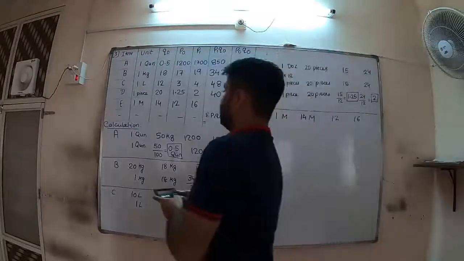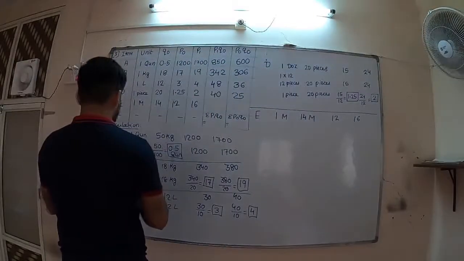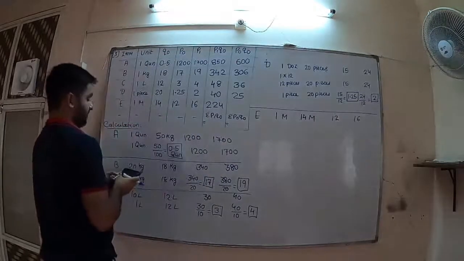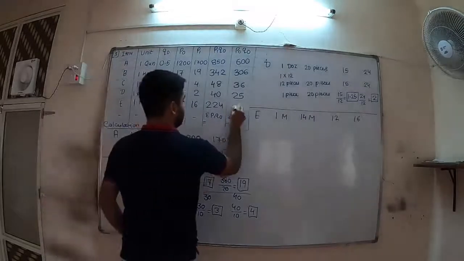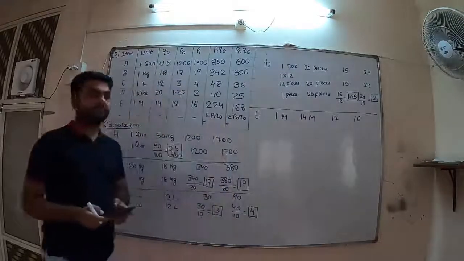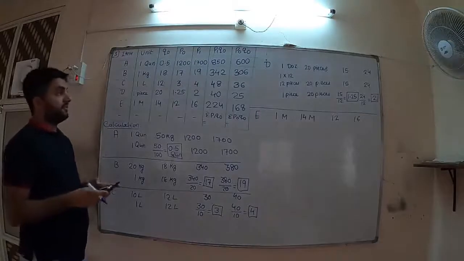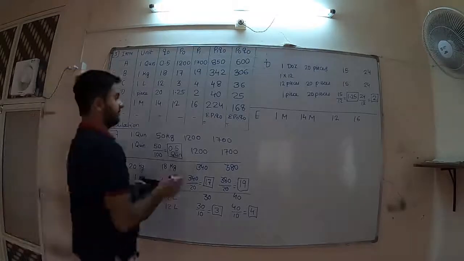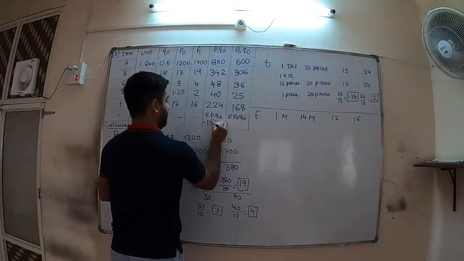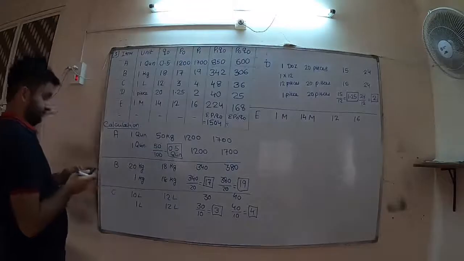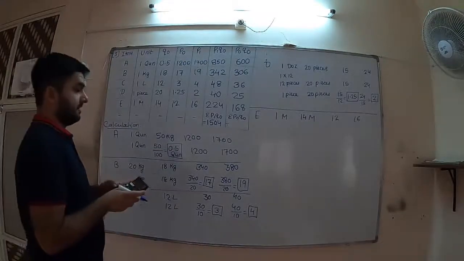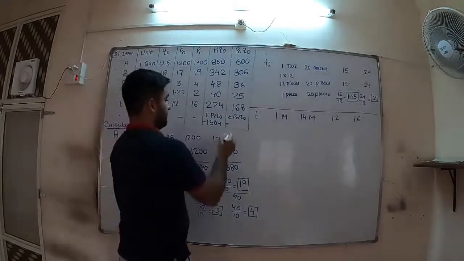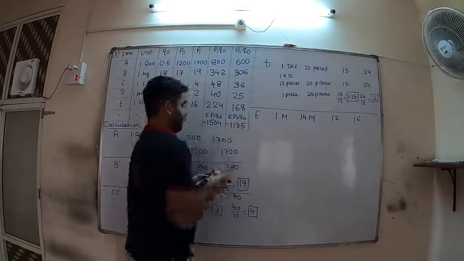Now 16 into 14 is 2, 2, 4. 14 into 12 is 1, 6, 8. Now 850, 342, 48, 40, 224, 1504. Next 600, 306, 36, 25, 168 is 1135.